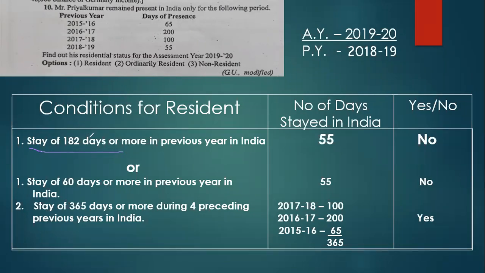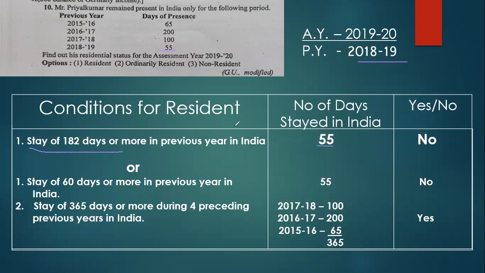Here we don't have to calculate how many days he stayed in India in previous year. Why? Because our previous year is 2018-19, and we already have the number of days of 2018-19. So we don't have to worry. We don't have to calculate the number of days. We just have to copy the number of days and we have to write here how many days he stayed in India.